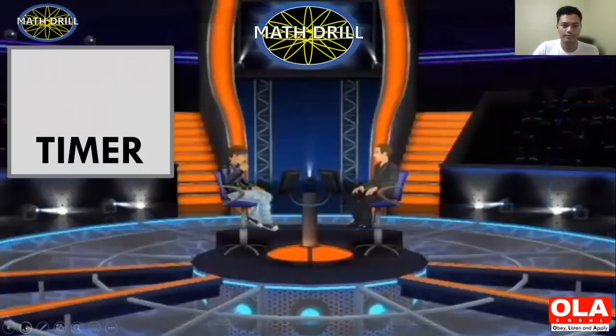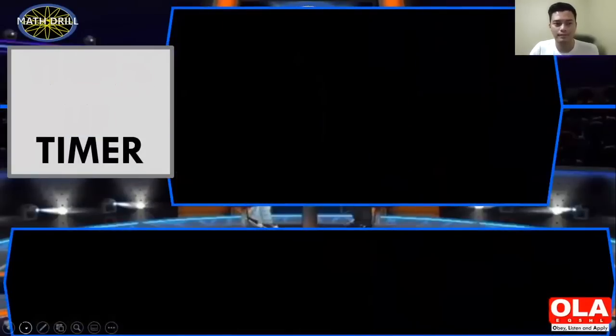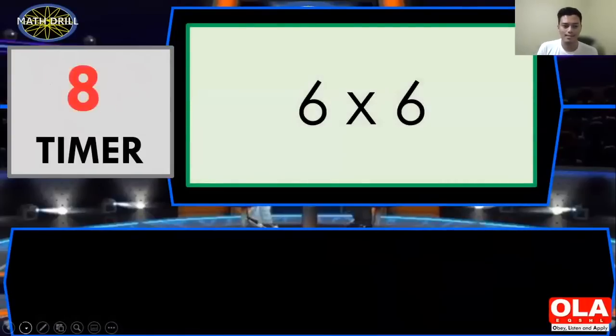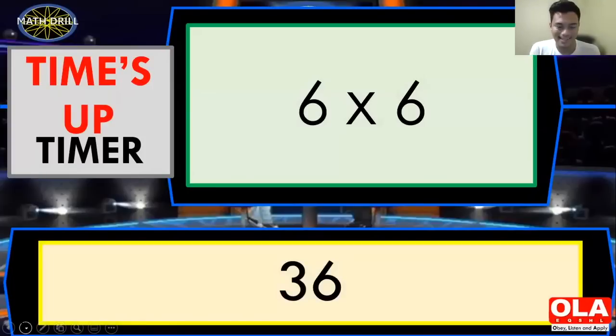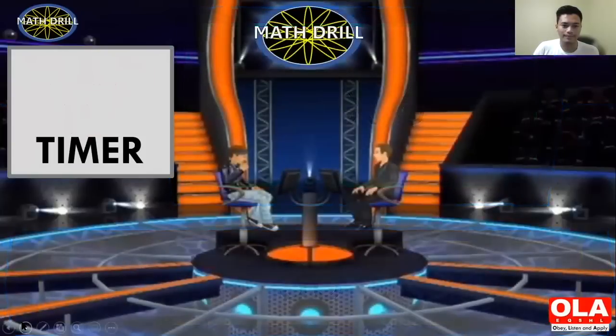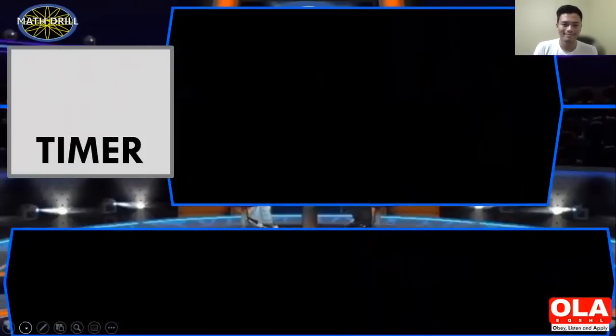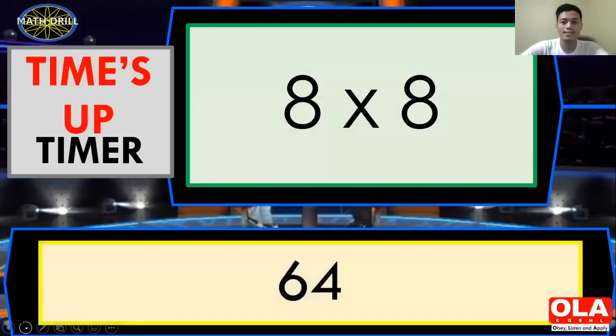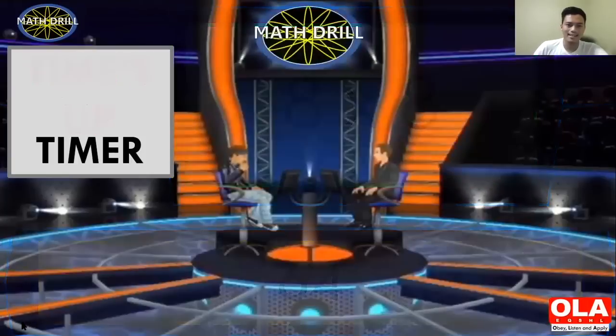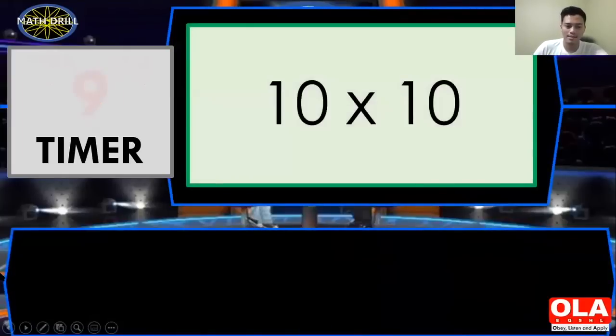Next one. Multiply these numbers. Go. 6 times 6. Answer is 36. Third one. Go. 8 times 8. Let's see. Correct answer is 64. Next item. What is 10 times 10?